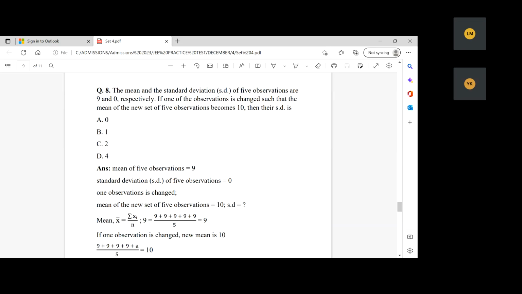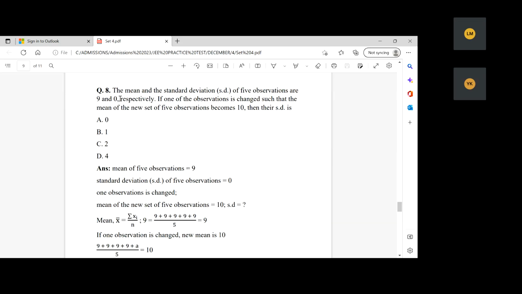The numbers will be the same. So this is something which everybody knows. So we have the basic idea. So we found the mean. It's x bar is equal to sigma xi by n. So that is 40 by 5 is equal to 9.